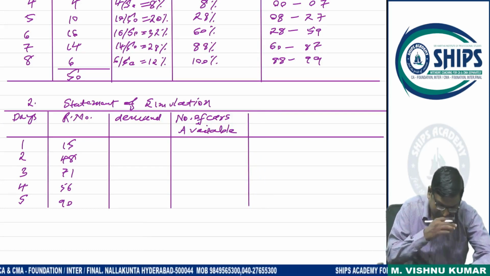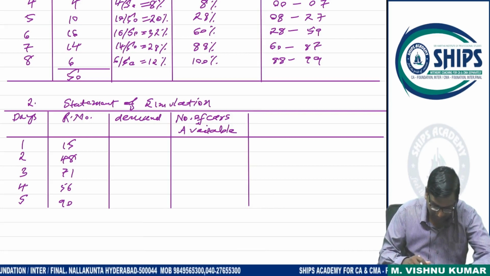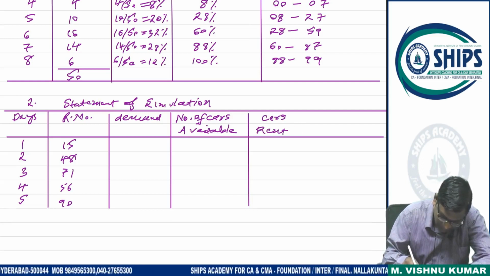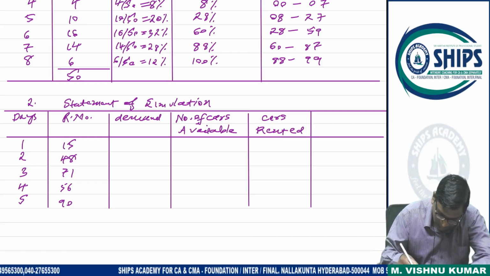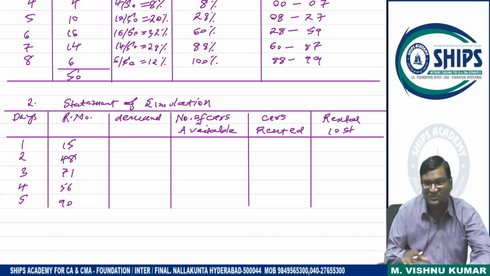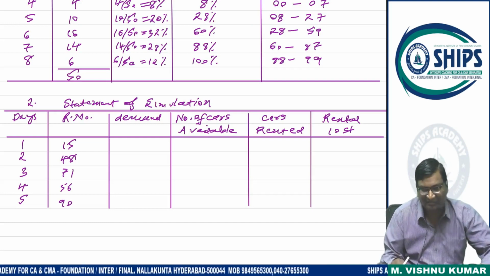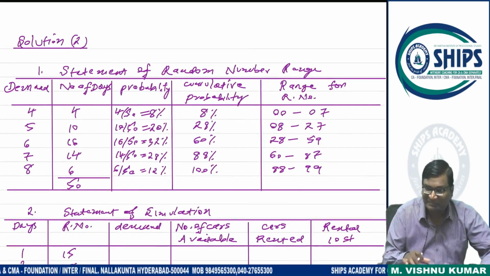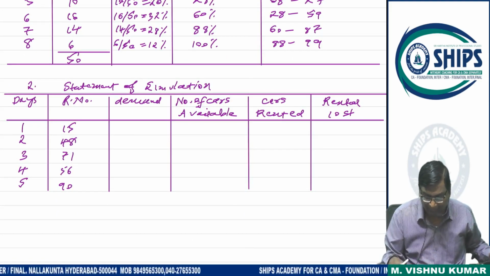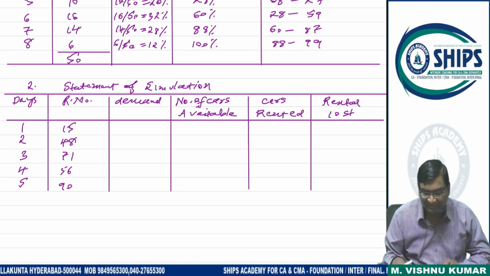Okay, so first days, random number, demand, number of cars available, cars rented. Then rental lost. See, this table will not be the same in every problem, this will change. Here only concentration is required. First, anyone can make it; here is the game of using your brain. Okay, so the second table is always important. How many columns do we have to develop? We have to understand that from the question only.